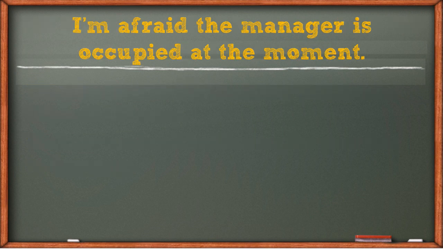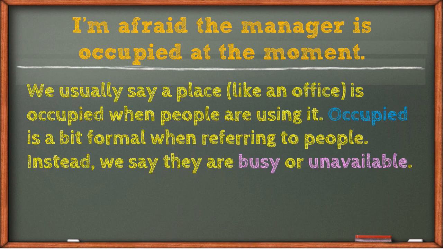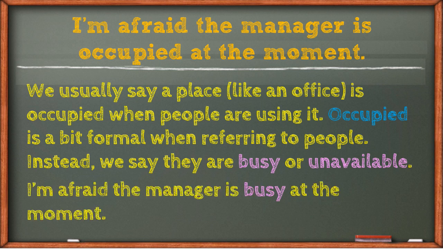I'm afraid the manager is occupied at the moment. We usually say a place, like an office, is occupied when people are using it. Occupied is a bit formal when referring to people. Instead, we say they are busy or unavailable. I'm afraid the manager is busy at the moment.